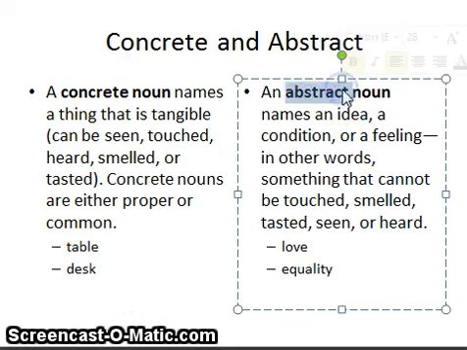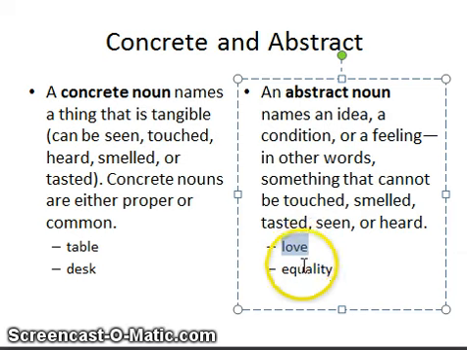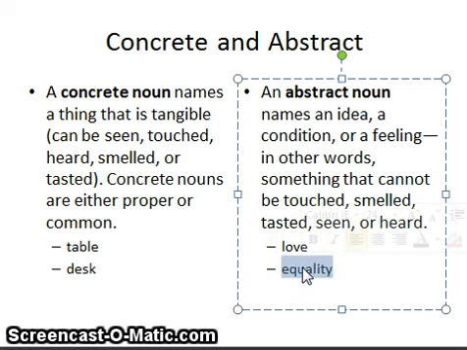Abstract nouns name ideas, conditions, feelings, things that are intangible. That means you can't touch them, you can't smell them, you can't taste them, see them, hear them. Things like love, equality, things that are a little looser, harder to define. I find abstract nouns are the hardest for my students to nail down.